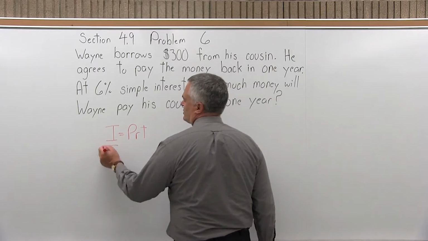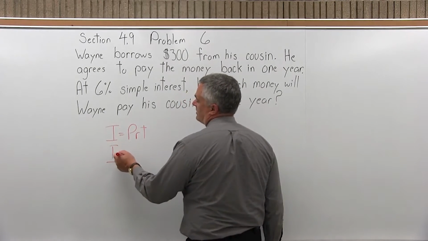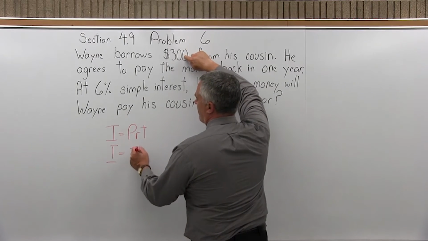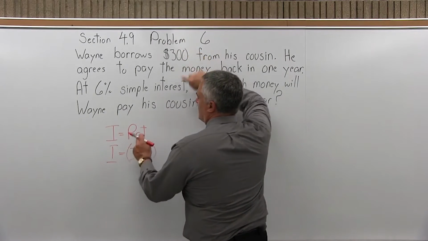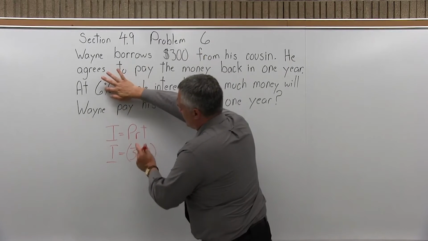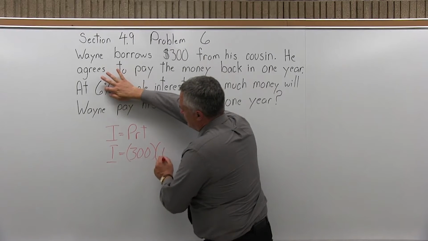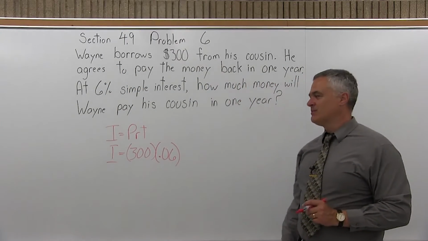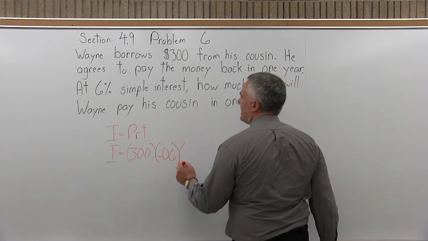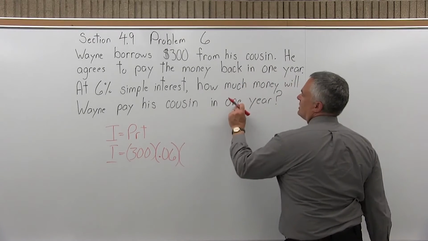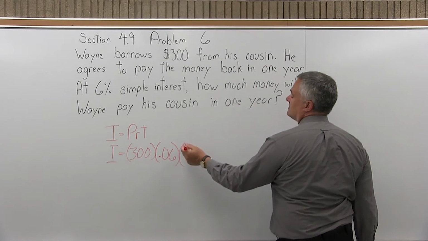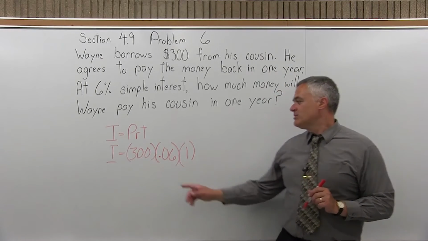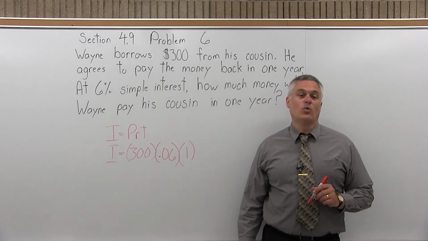So I is the interest earned, or in this case, the interest owed. P is the principal or initial amount, which in this case is 300. R is the rate as a decimal. So 6% doesn't go into the formula as 6. It goes in as 0.06. That's 6% as a decimal. And then T is the time in years. So this says 1 year. So T is 1. So we have to multiply 300 times 0.06 times 1.